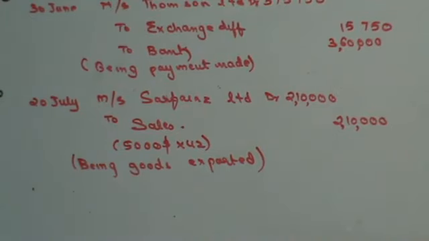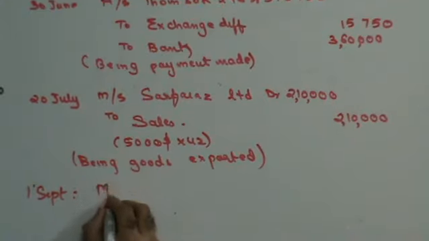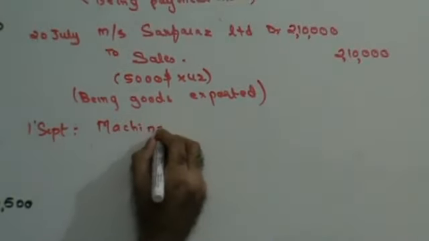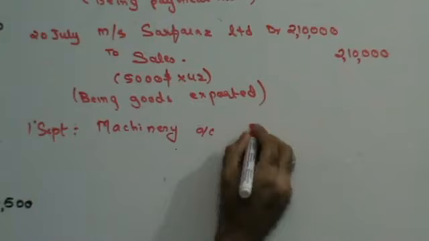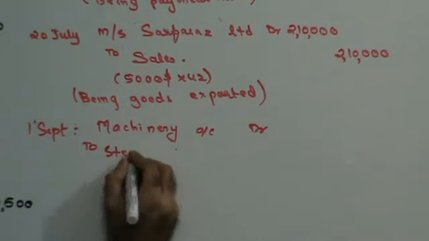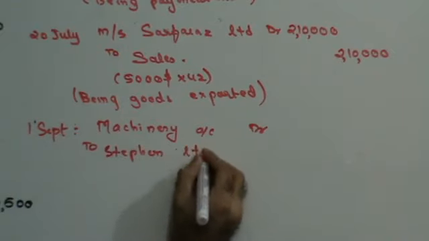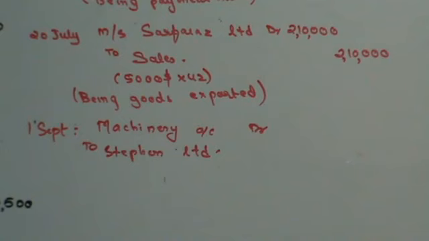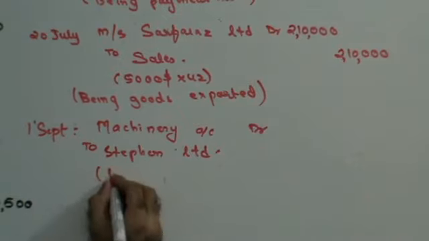Let's see this. On 1st September, you have imported. Debit what comes in? Machinery account debit. Debit the receiver, credit the giver. Who's the giver? Stephen Limited is the giver. You have imported machinery of $18,000 and on 1st September the dollar rate is 42.25.